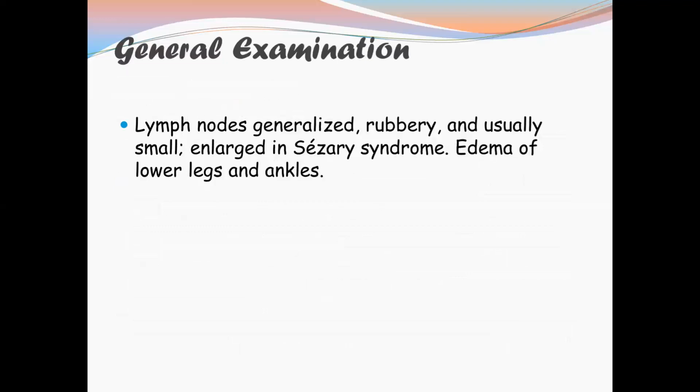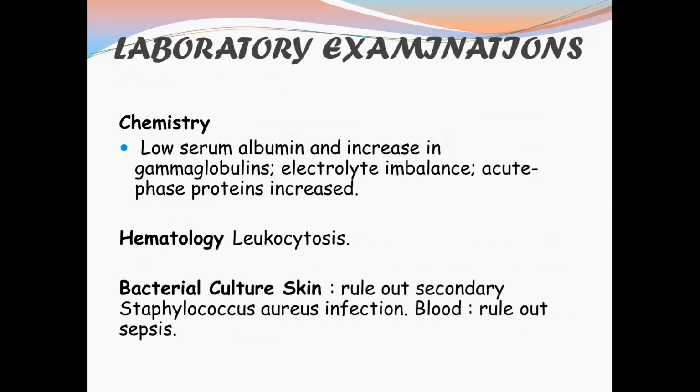So on general examination, lymph nodes are generalized, rubbery, and usually small. However, they will be enlarged in Sézary syndrome. There will be edema of the lower legs and ankles. When you do a lab examination, you need to do chemistry, where you're going to find low serum albumin, an increase in gamma globulins, electrolyte imbalance, and increased acute phase proteins. Under hematology, if you do a full blood count, you'll notice leukocytosis. Then you can do a bacterial culture of the skin. Maybe you can do skin scraping and do a culture to rule out secondary Staphylococcus aureus infection. And for blood, you can rule out sepsis.